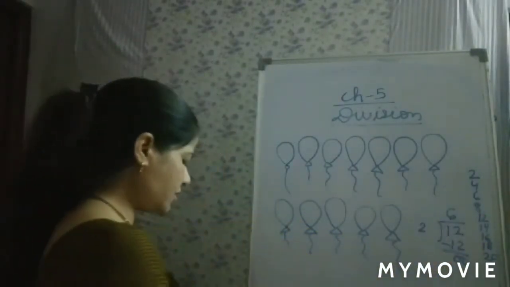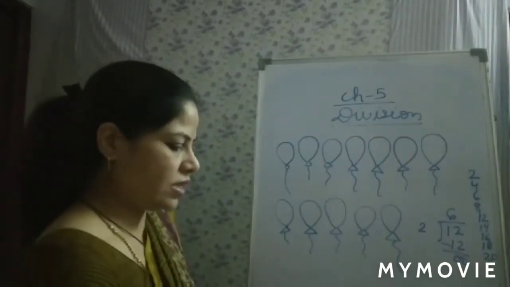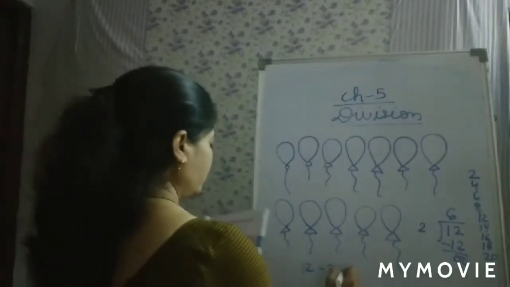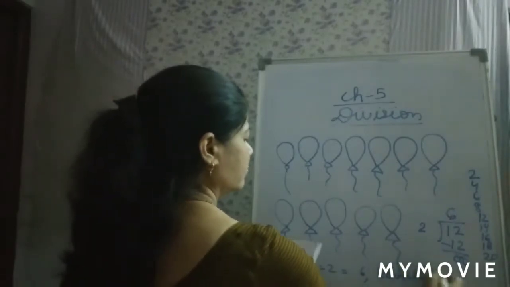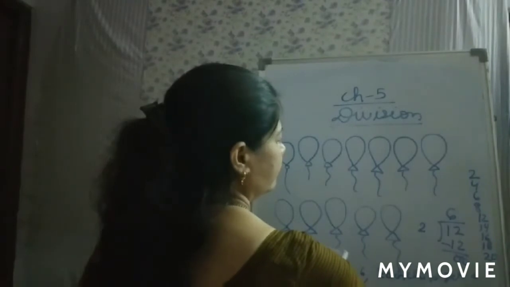So what is the answer? 6 balloons shared equally among 2 children. So 12 divided by 2 equals 6 and each child gets 6 balloons.